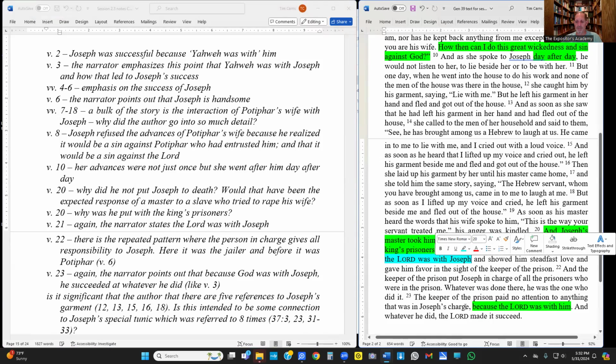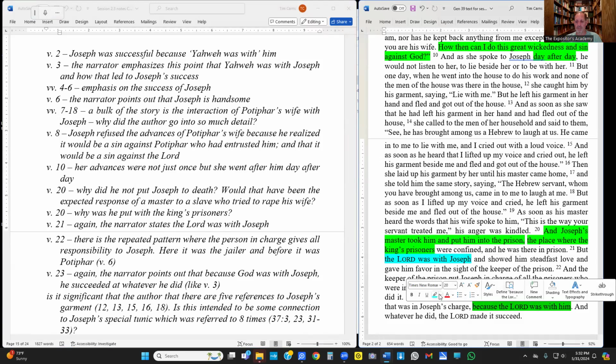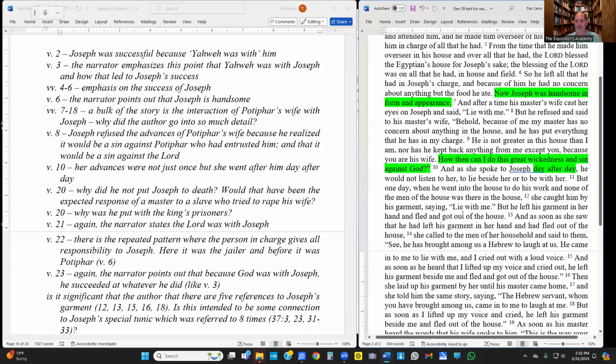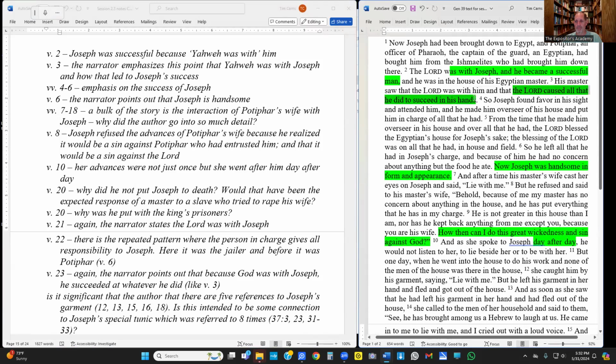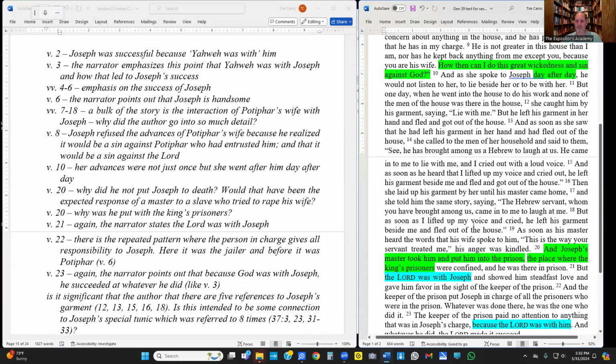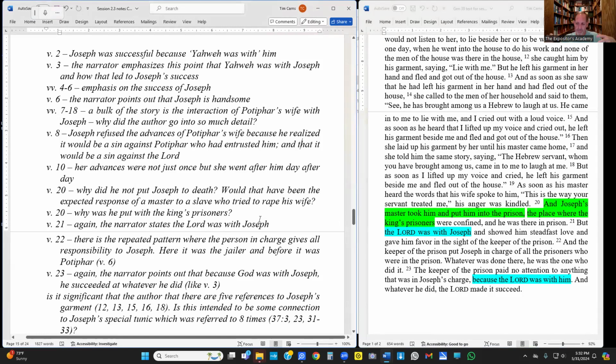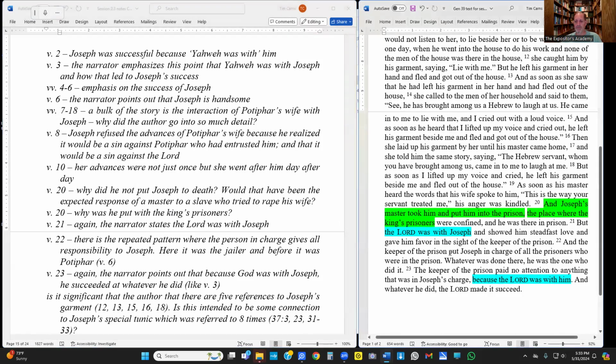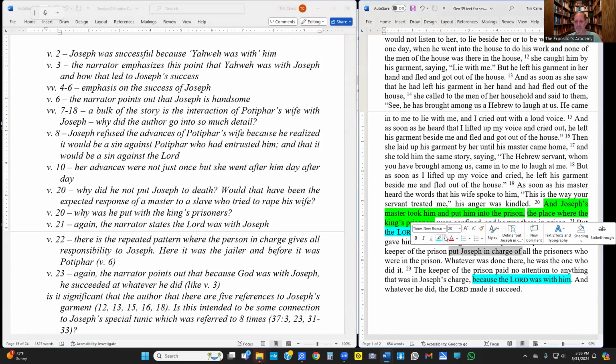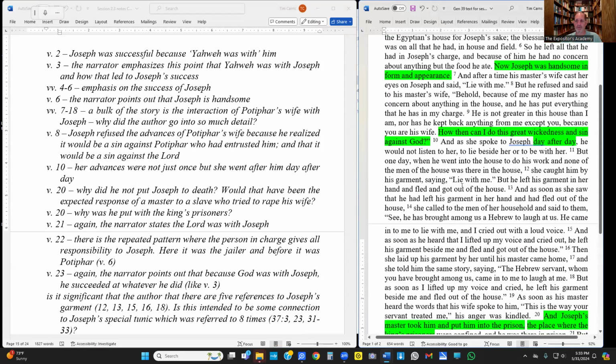That was something, in fact, I'll do it in a different color, because that's something that was mentioned several times in the story. It was mentioned a couple of times when he first entered into Potiphar's house, the Lord was with him, he was successful. And then it's mentioned when he went into the prison. So that seems to be a focus here. And then we have this pattern, where Joseph gets put somewhere, and then he prospers, he succeeds, and then Joseph is given responsibility. Notice he put Joseph in charge, mentions there, just like Potiphar did.